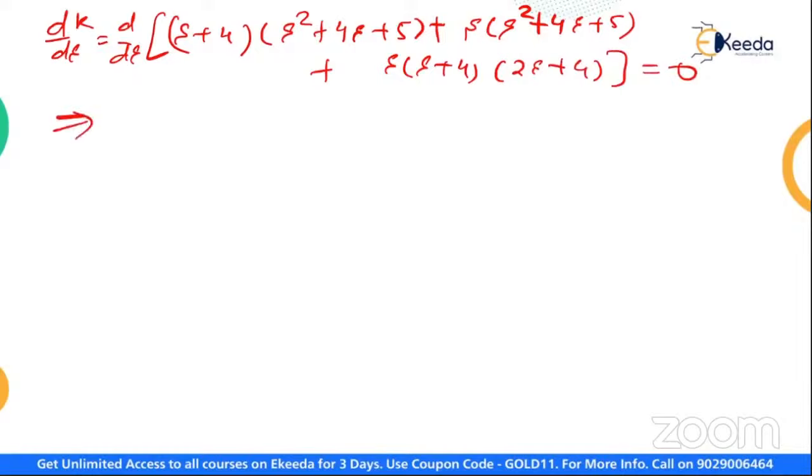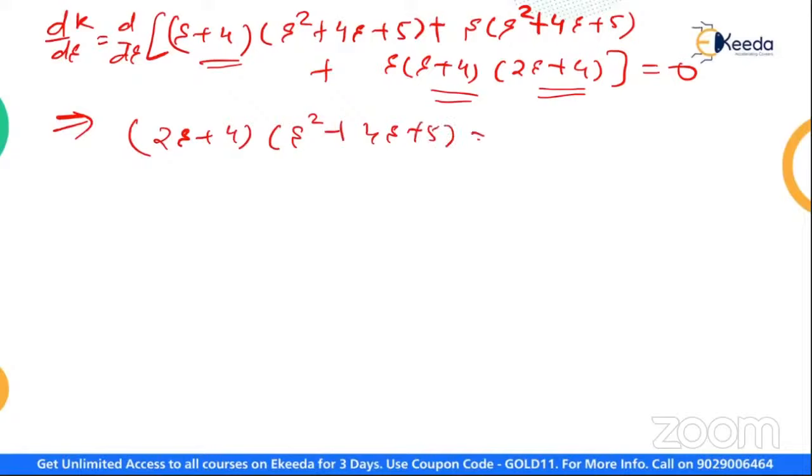So how do you go about this equation? See, s plus 4 is there twice. Similarly, we have this 2s plus 4 also. In totality, when you sum it up and solve this, you get something like this: 2s plus 4 into s squared plus 4s plus 5 equal to 0.